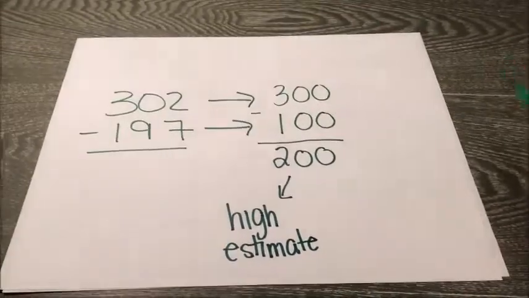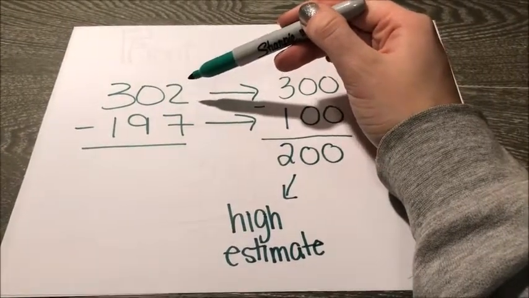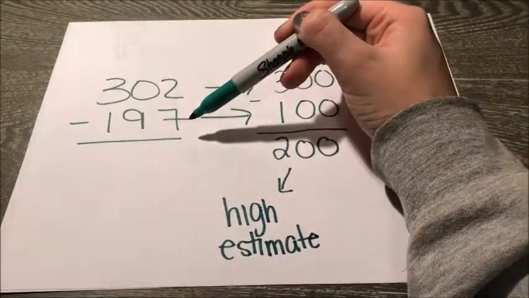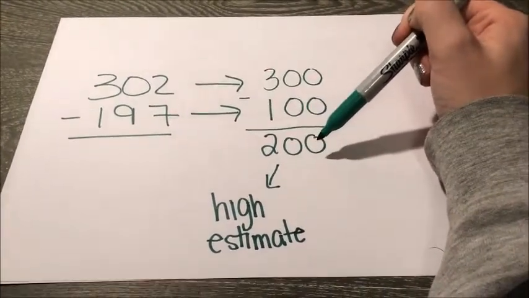The reason for this is because 302, our minuend, has only changed by 2 in place value, but our subtrahend 197 has changed by 97 in place value, decreasing the amount that's being taken away.